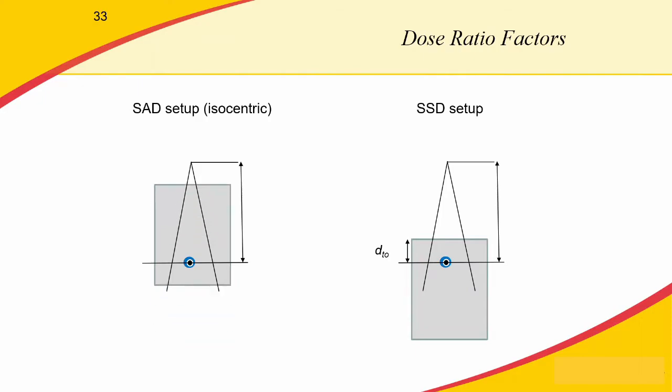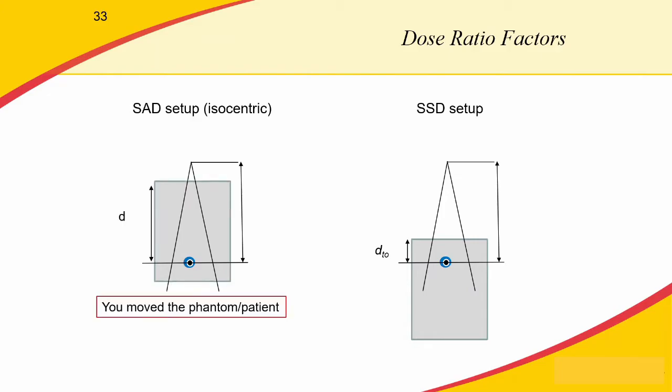Well, you move your phantom up so that your point is deeper in the phantom, and then you make your dose measurement at this new depth. In this case, you moved your phantom or your patient up, and the distance of your measurement point from the source is still the same. In this case, you would use TMR or TPR as your dose ratio factor to go from one depth to another depth. Now, if you have an SSD setup, what would you do?